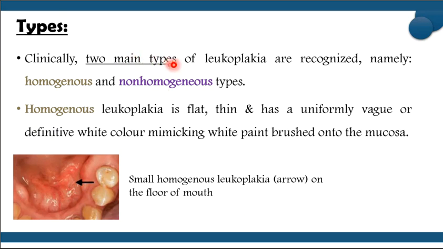Clinically, two main types of leukoplakia are recognized: homogeneous and non-homogeneous. Homogeneous, from the name, means a uniform lesion, uniform in color. Let's get to know it more. The homogeneous is flat, thin, and has a uniformly vague or definitive white color, mimicking a white paint brush onto the mucosa, as if I brought a brush with something white and swept it lightly over the mucosa. The thickness may increase, yes it may, but this is the most typical description of homogeneous.